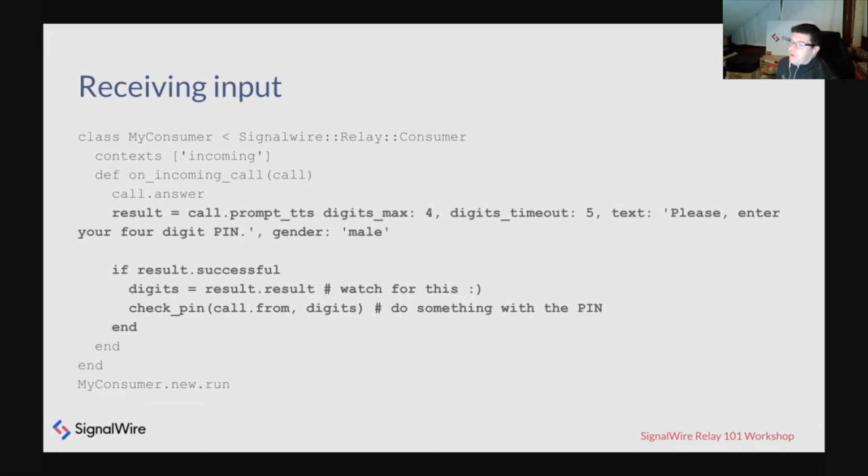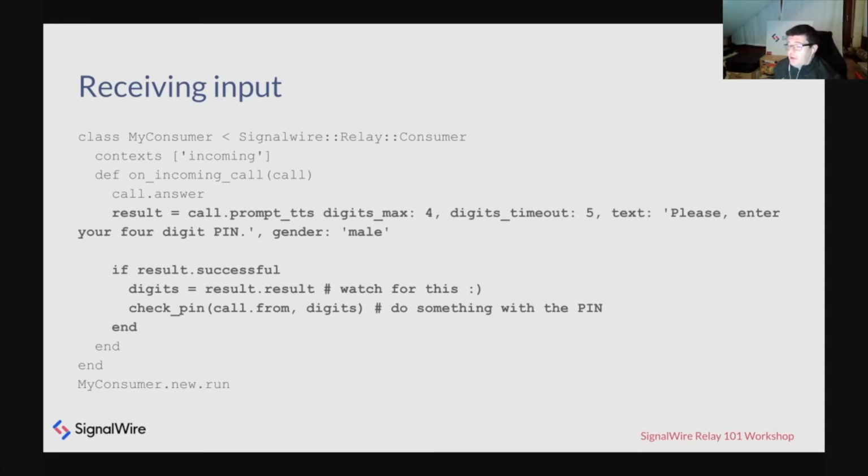So there's a prompt TTS method, prompt audio. Those methods combine the output, which is, for example, as you can see here, we're asking for please enter your 4-digit PIN with a voice that's male gendered, and we're wanting a maximum of 4 digits, and we're waiting for a timeout of 5. That is, if someone enters 1 or 2, 3 digits, then waits, or 0, after 5 seconds, we'll time out, and the result will not be successful.